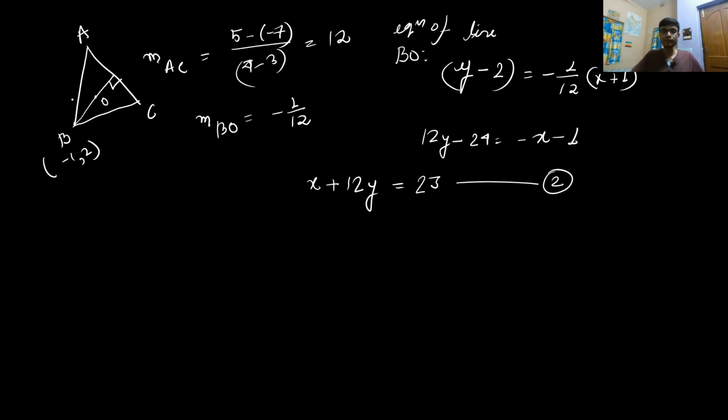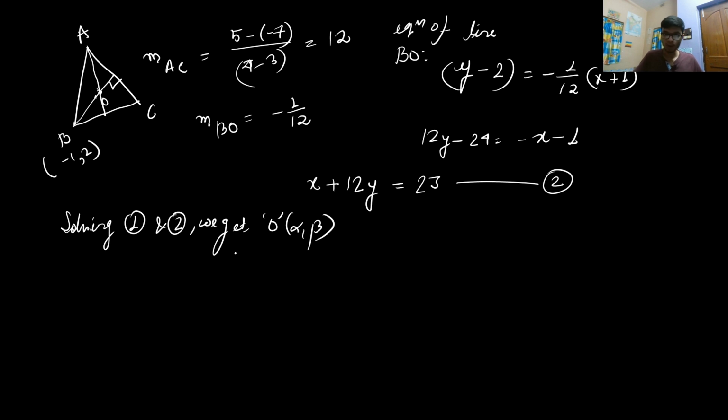And what we have understood is that lines AO and OB intersect at point O, that is, point O is common. So on solving equation number 1 and equation number 2, we get point O, that is alpha comma beta. Alright, so let me solve these two equations: x plus 12y is equal to 23, and the first equation was 5x plus 3y is equal to minus 6.